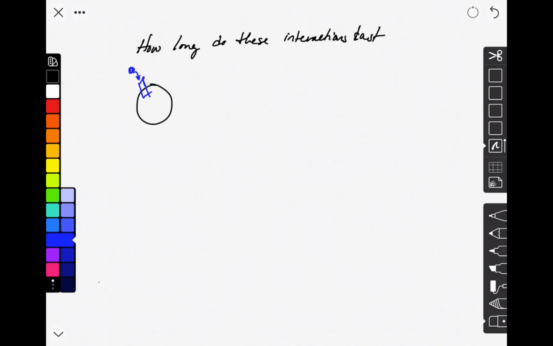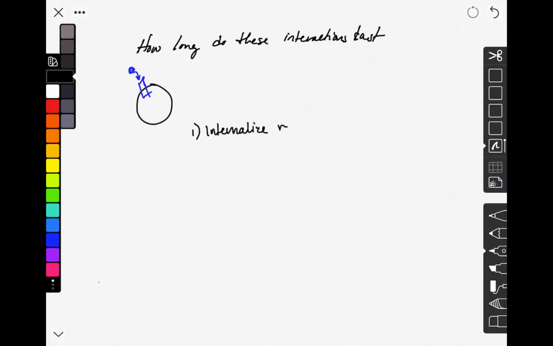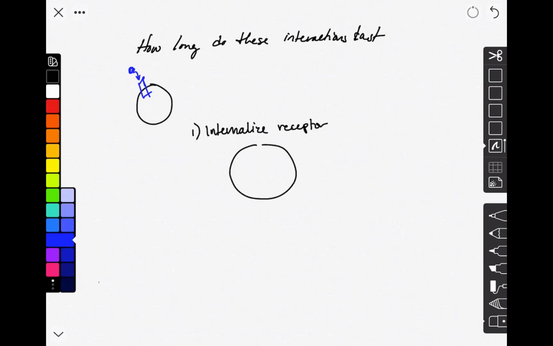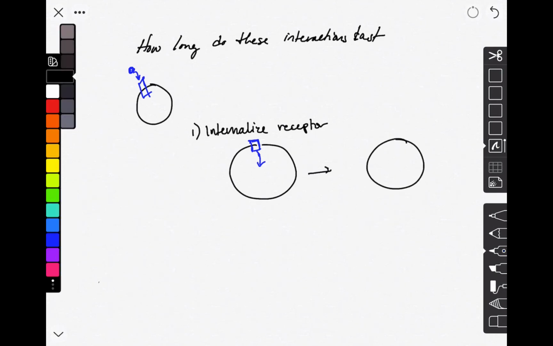Well, one of them is that the cell can internalize the receptor. This means that this receptor goes from the outside of the cell and it kind of gets sucked into the inside of the cell. And once that receptor is in the inside of the cell, now it can no longer interact with hormones. It's kind of neutralized.